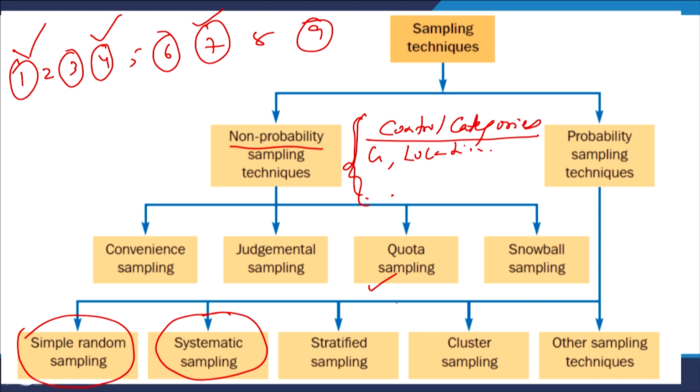Stratified and quota look very similar actually, but they are different. The reason is, what is stratified sampling? Let me explain. You divide the sample population into different strata. Now, each stratum has different characteristics, right. These strata that you break up have different characteristics.